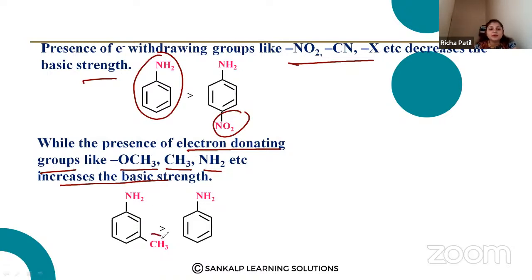You can see in this example that a methyl group is attached, so a methyl substituted aniline is present. This is more basic because it is an electron donating group. Because of the presence of the electron donating group on the NH2 group, it increases the basic strength. So as compared to aniline, this particular molecule is more basic.